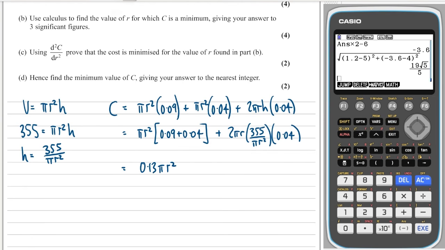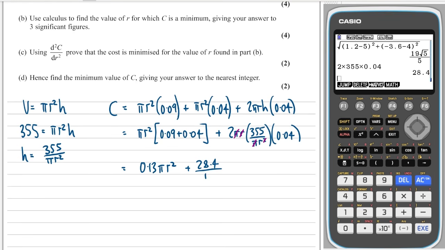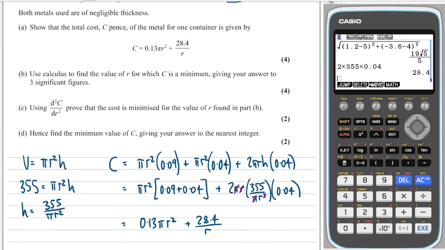Over here we can cancel out a pi, because there's one on top, one on bottom. We can also cancel out r, and that will get rid of the r squared on the bottom. And then I just need to multiply those numbers together. So that is 2 times 355 times 0.04, and that is 28.4. So that is plus 28.4, and then we've still got this one r on the bottom. So we get this, and I believe that is what they've asked for.